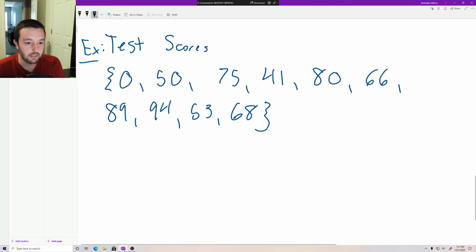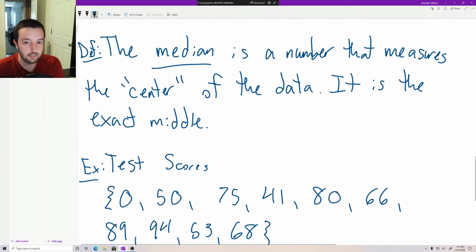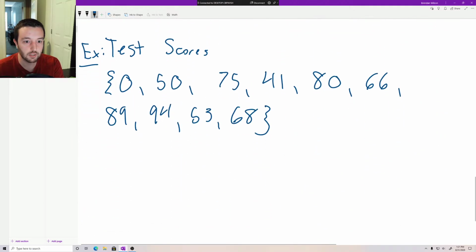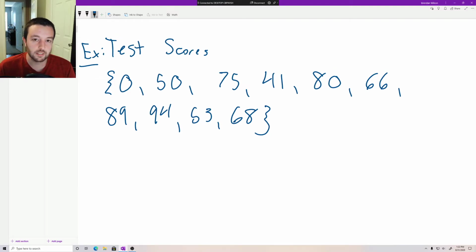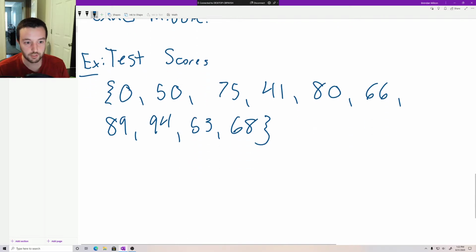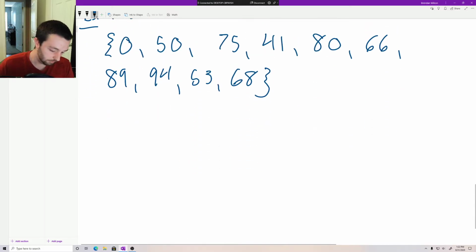So we want to do a couple things. Let's find the median, let's find the mean, and let's also find the quartiles. How do we do all of this? Well, before we do anything, we should probably put the data in order. Okay, we don't need to do that for the mean, but we do need to do that for the median to find what the exact middle is, and for the quartiles. So let's write it in order.